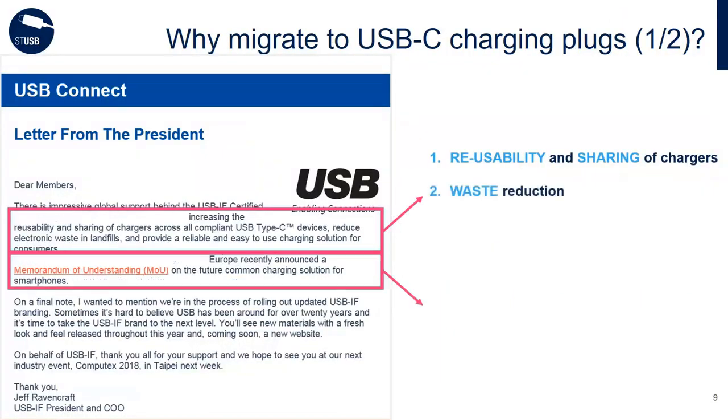There are several different reasons which are pushing organizations to adopt USB-C, as illustrated by this communication from the USB Implementers Forum. Reusability and sharing of chargers, electronic waste reduction, improved user experience, but also local legislation with governments worldwide moving in this direction.